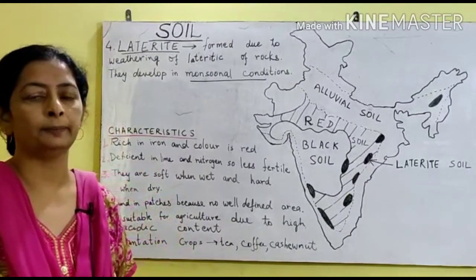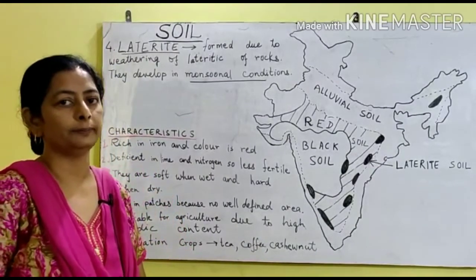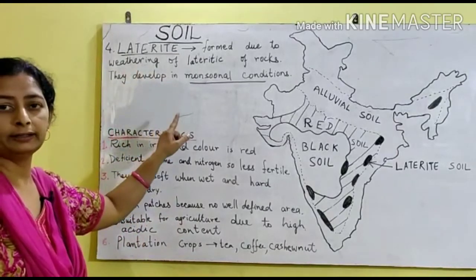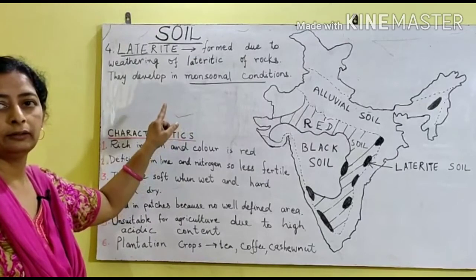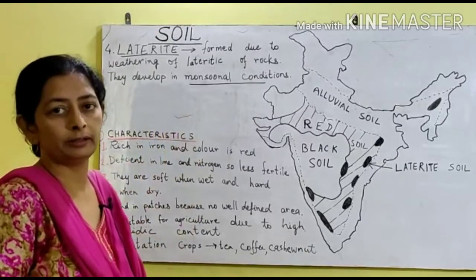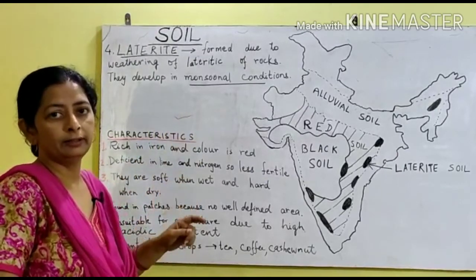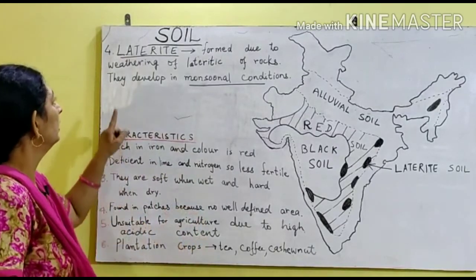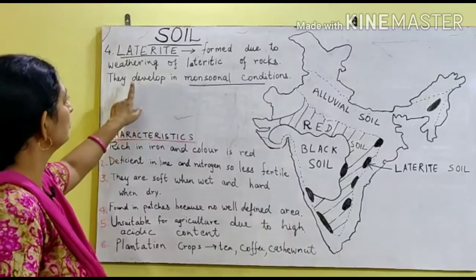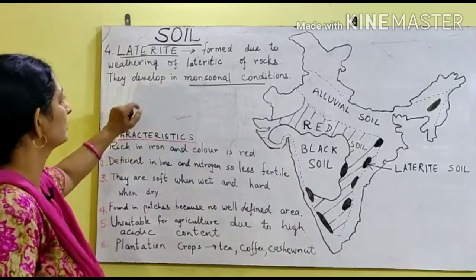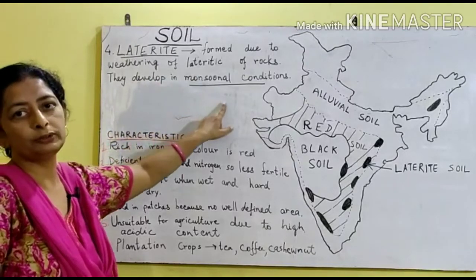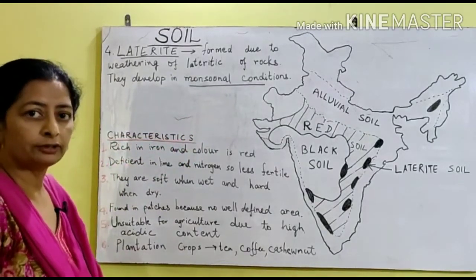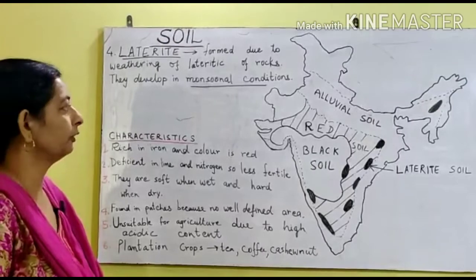The next type of soil is lateritic soil. This word later has been derived from a Latin word which means brick. So the meaning of the word later is brick. Laterite soil is formed due to the weathering of lateritic rocks. They develop in monsoonal conditions. Now what are monsoonal conditions? It means they have high temperature and a good amount of rainfall.